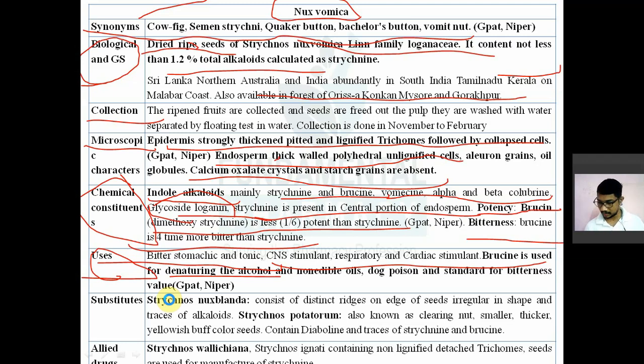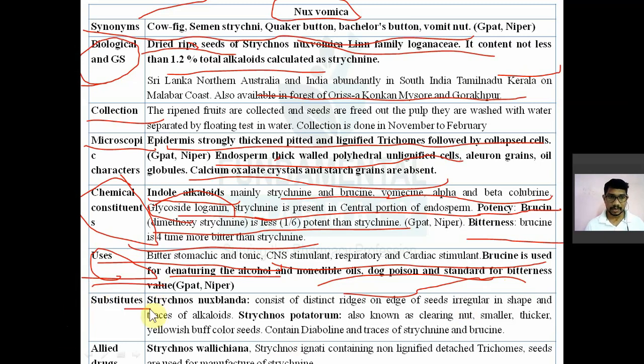Then denaturation of non-edible oils. Then it is also used as dog poison. So brucine is also used as a dog poison. It is also used as a standard for calculating the bitterness value. Like quinine, quinine sulfate is also used for the calculation of bitterness value. Brucine is more toxic than quinine, that's why quinine is used.